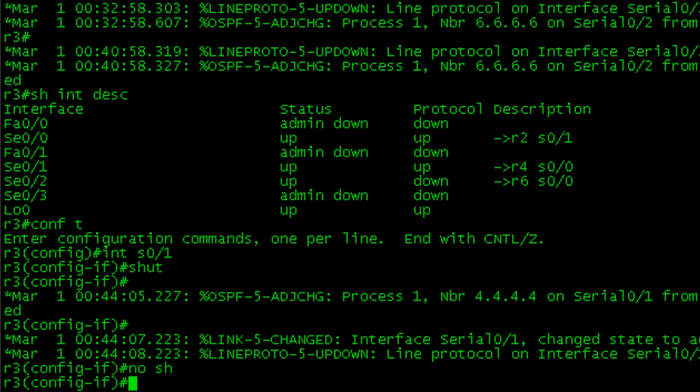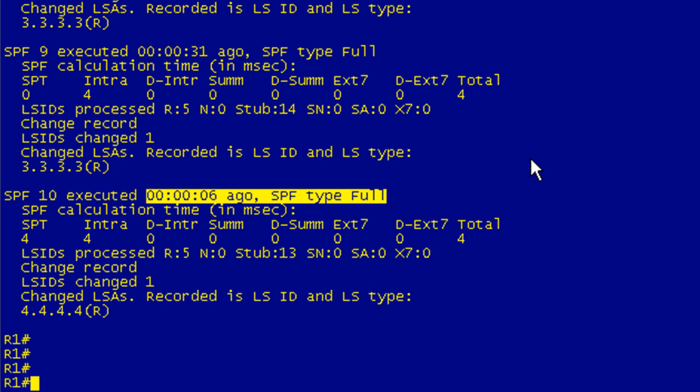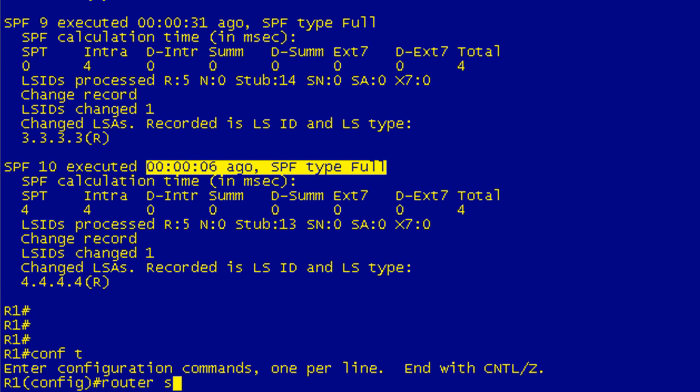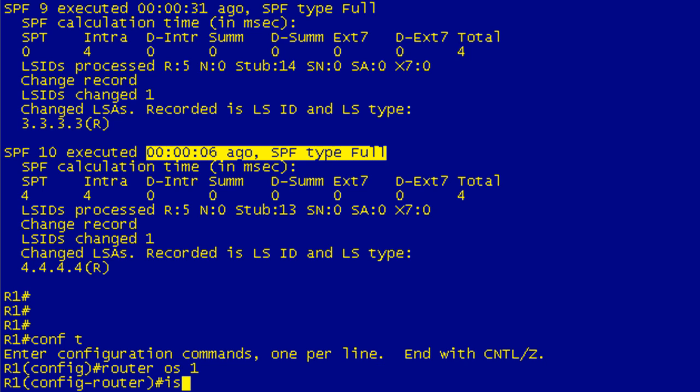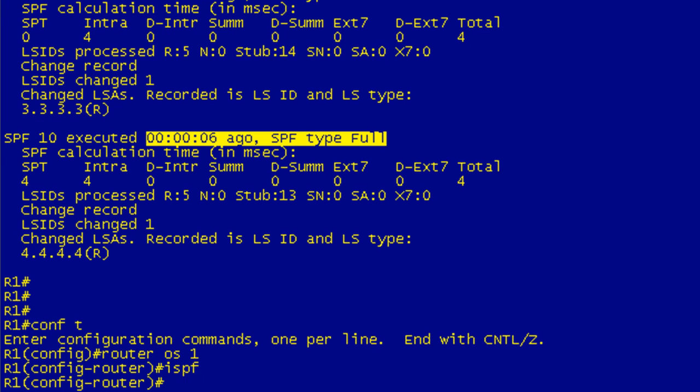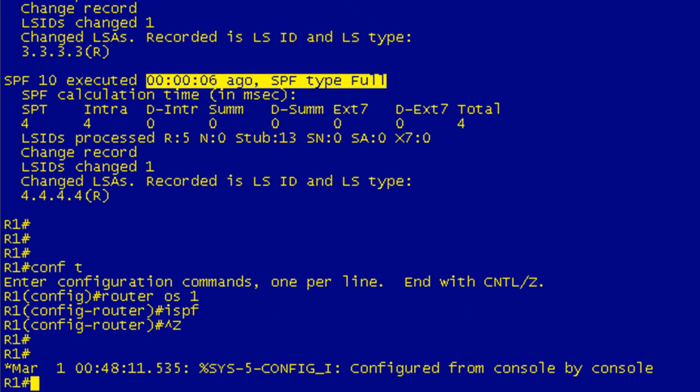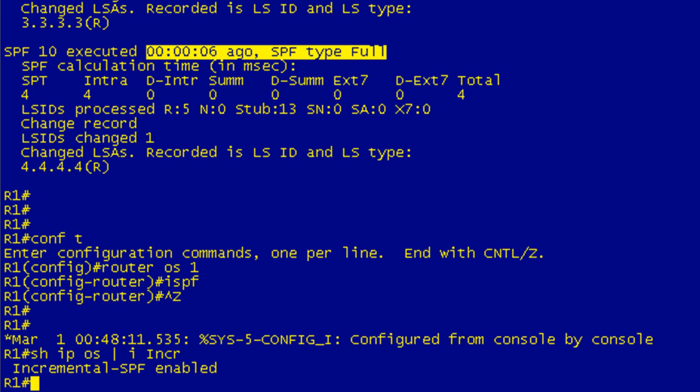We'll do a no shut, and while that's getting all of its OSPF goodness back together, we'll go under the router process on R1 and issue ISPF, and break out of that. Again, I always like to verify that what I typed in actually took, because a lot of times I screw it up by fat finger, or I don't hit enter, or something goofy happens. It's good to make sure, and here we see that incremental SPF has been enabled.